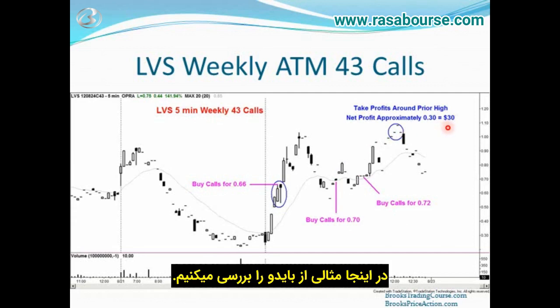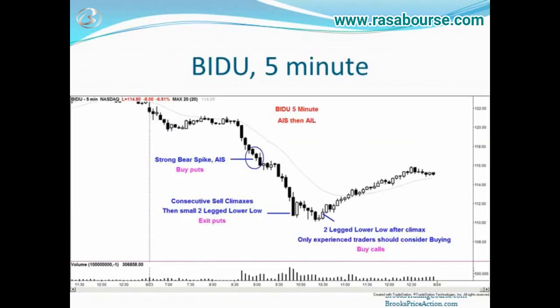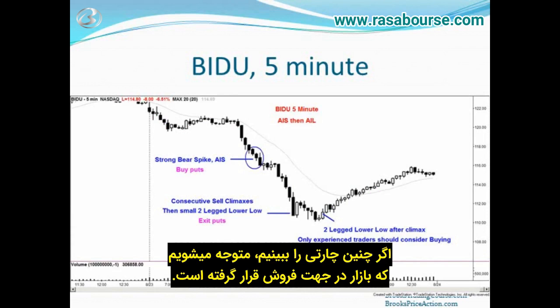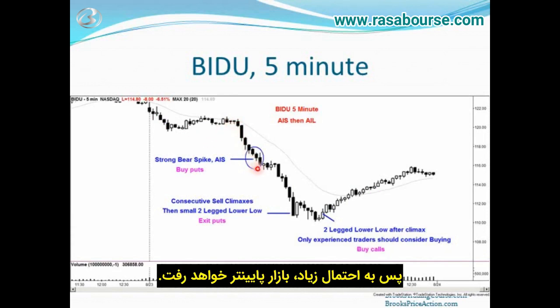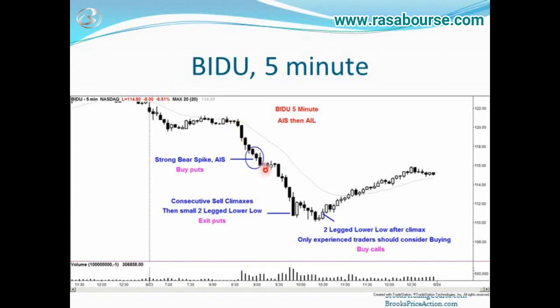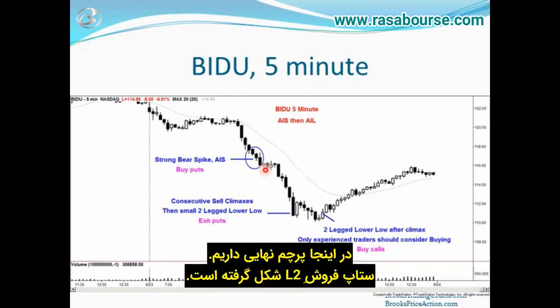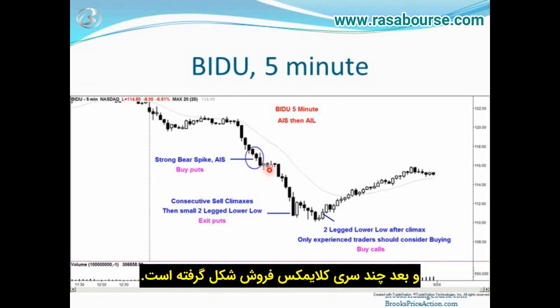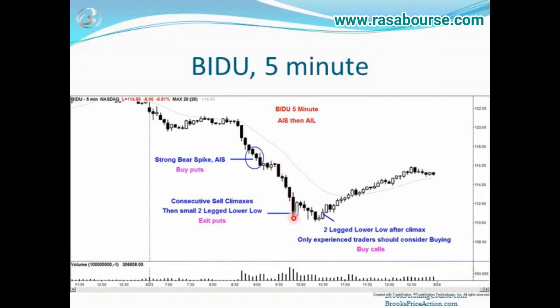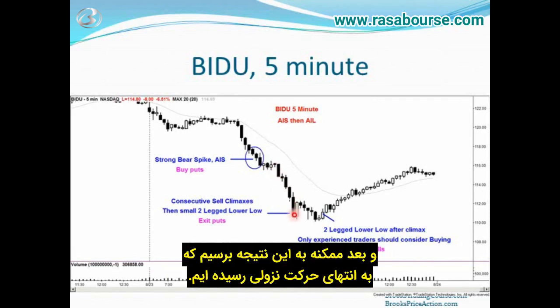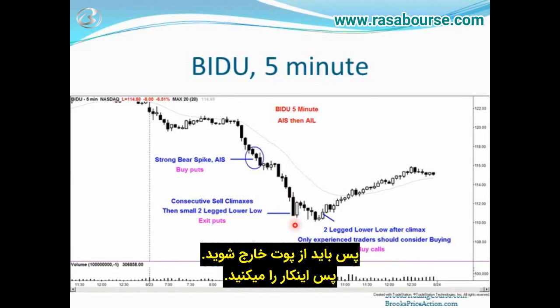Here's an example with Baidu. Okay, if you just happen to look at Baidu and it's doing this, you know it's always in short. The odds are it's going to go lower, so you can just go ahead and buy at the money puts, right? Possible final flag, a little too short. And then we have consecutive sell climaxes and then a huge sell climax here, right? You could look at that and say, that's probably the end of the move or close to the end of the move. I'm going to go ahead and sell out of my puts, which you could do here.